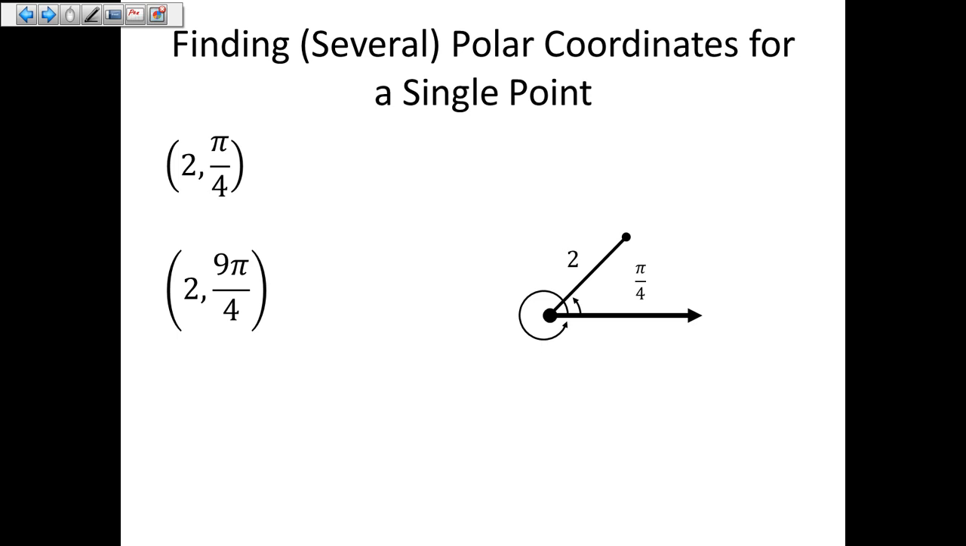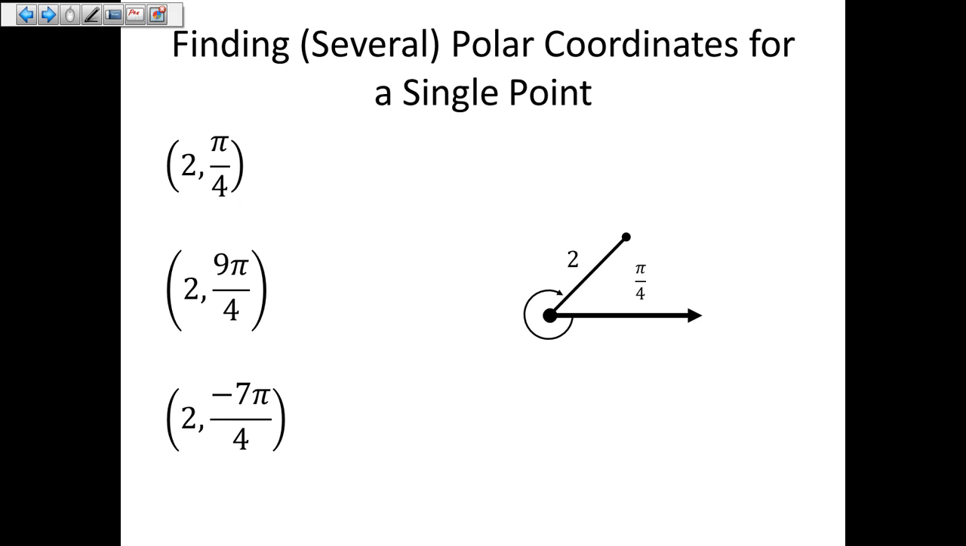Well, another option would be to rotate around the other way, have a negative angle. So that would be a full revolution in the opposite direction, negative 2 pi plus that pi over 4. So again, different directions, different ways around will get us to the exact same point.